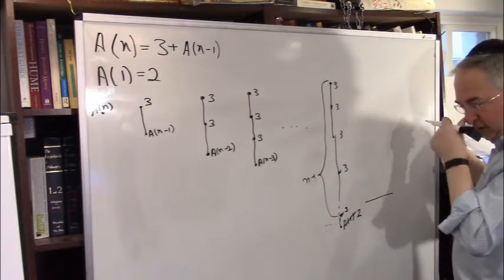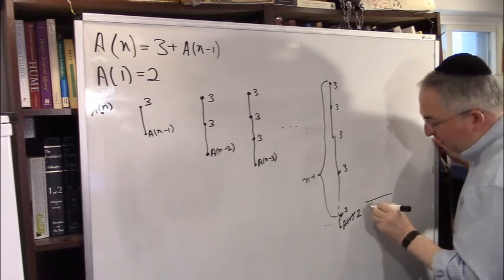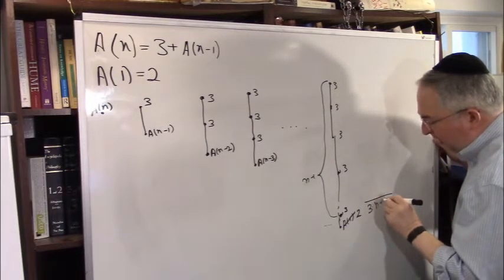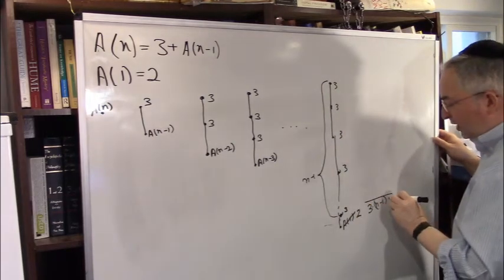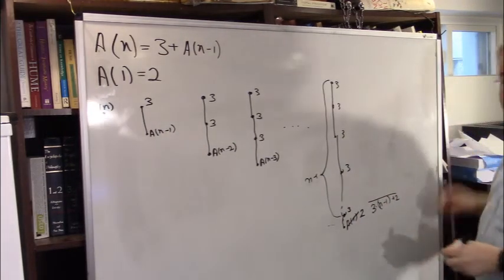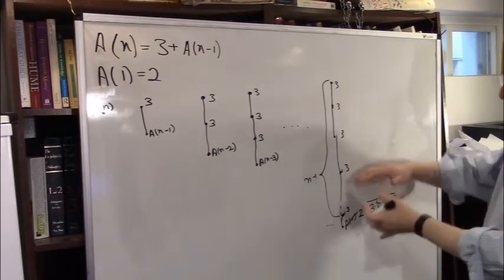Well, what's on your tree? Okay, answer: it's 3 times n minus 1. That's how many layers you have that have 3, plus 2. Well, that's exactly what we had before, but now we see it as a tree.